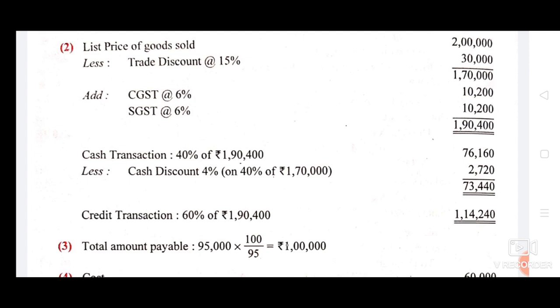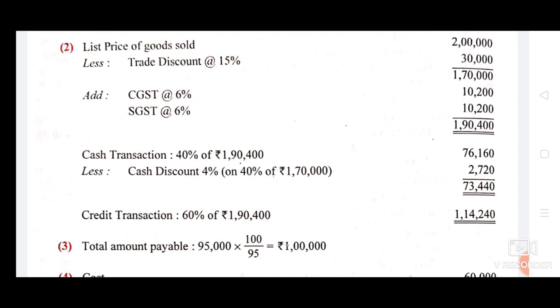1,90,400 included 10,200 CGST and 10,200 SGST, and the original sales price is 1,70,000. Understood? Now, they told us that 40% amount is received by check. So from 1,90,400, the cash transaction is of 40%, that is 76,160.